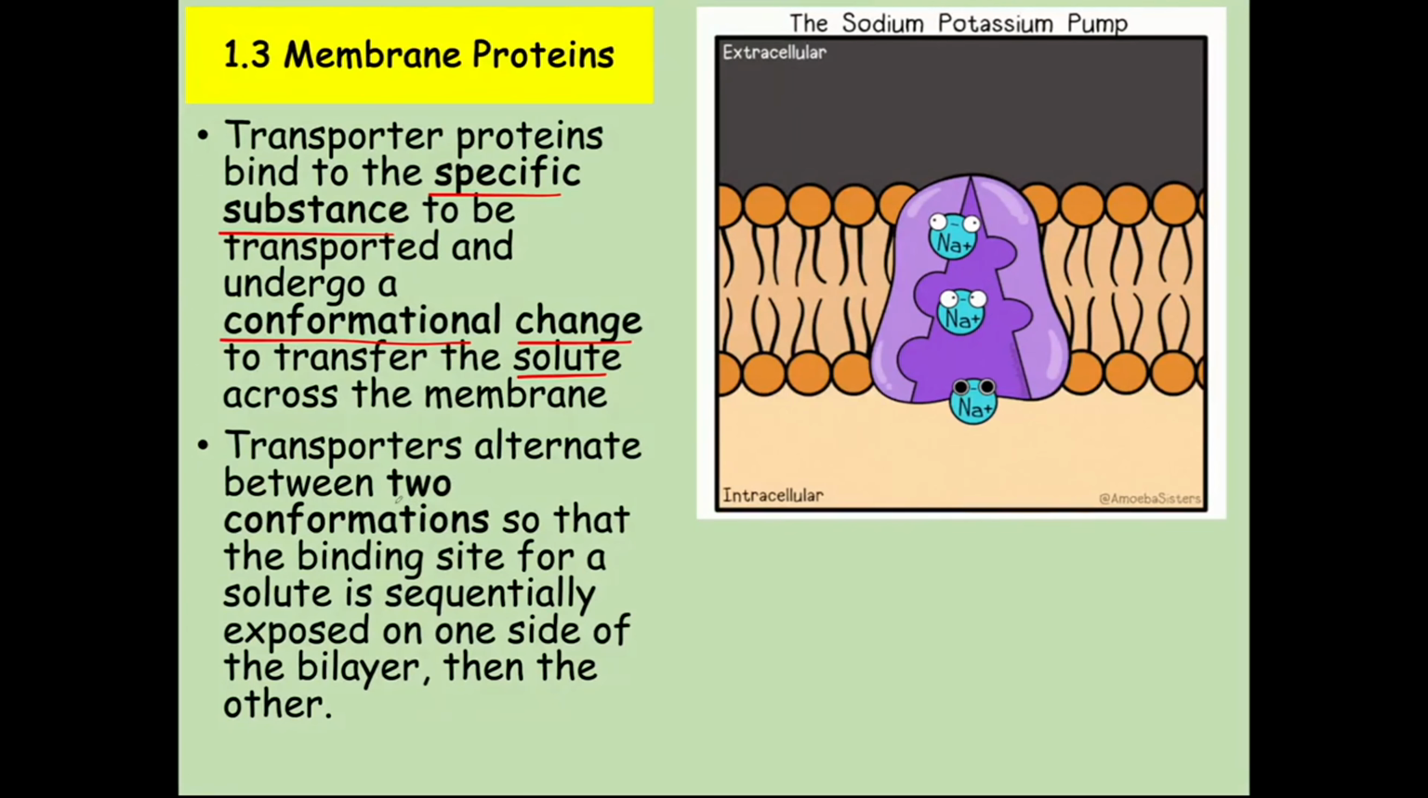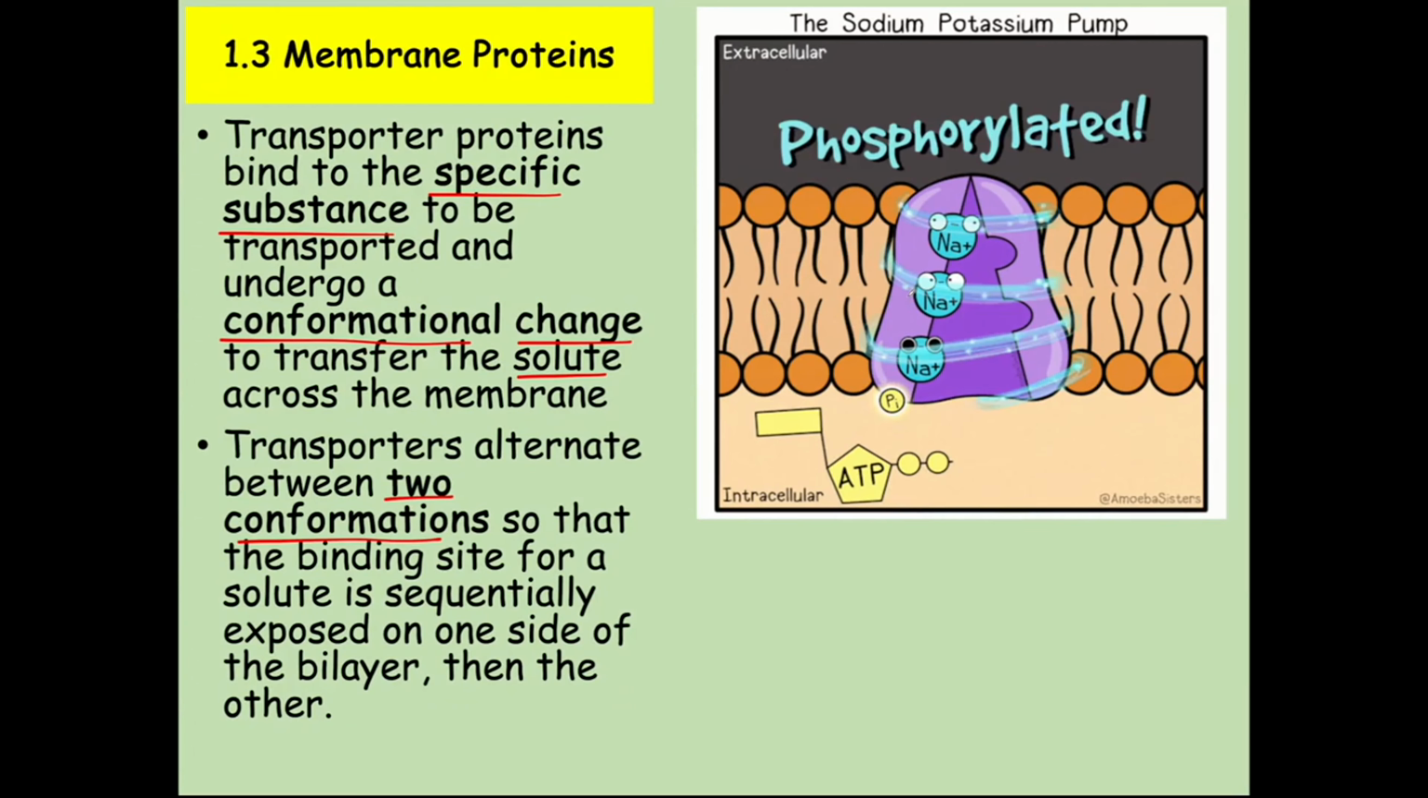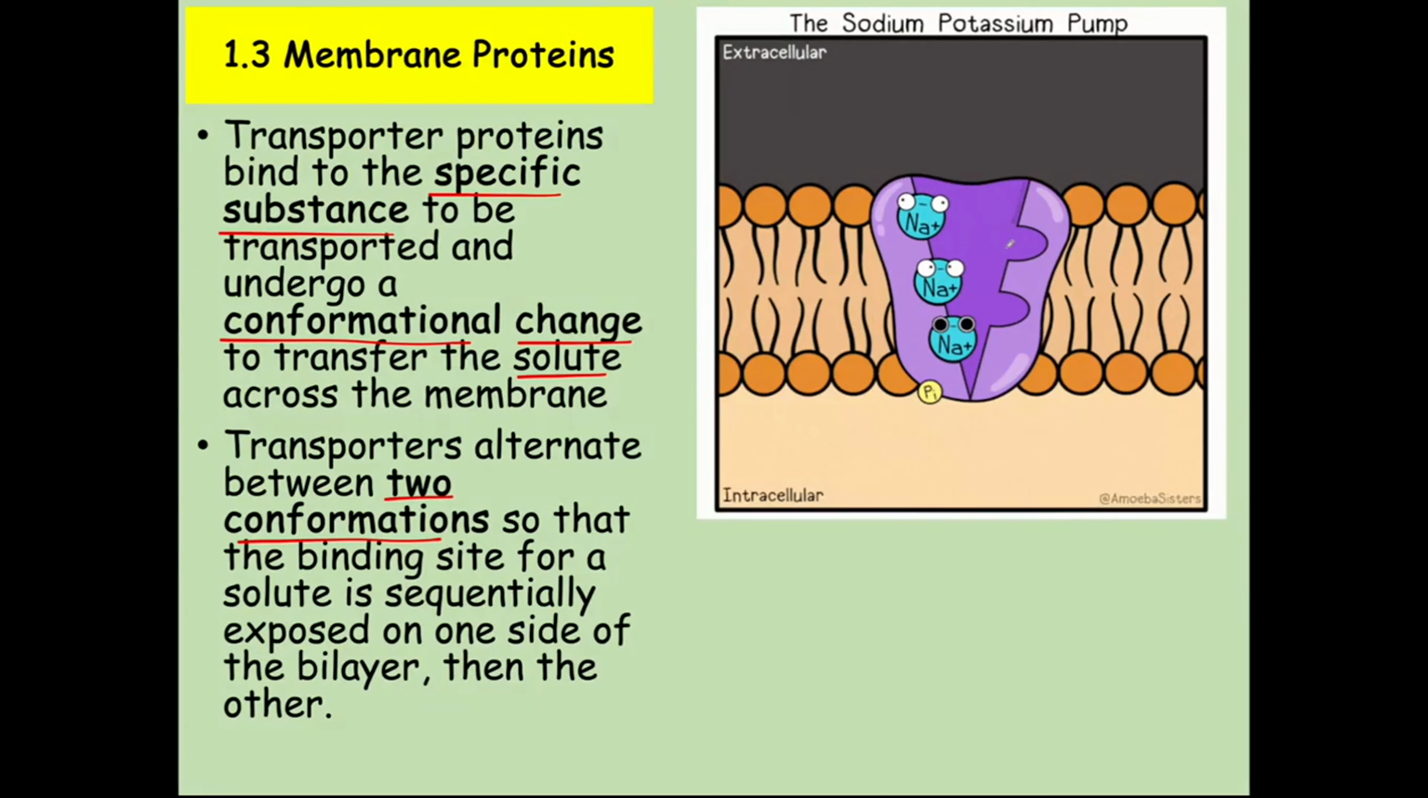Now, transporters alternate between two conformations, and again, we can see that in our GIF here, conformation 1 here, and in a moment we'll get conformation 2. Okay, so the two conformations alternate between each other.